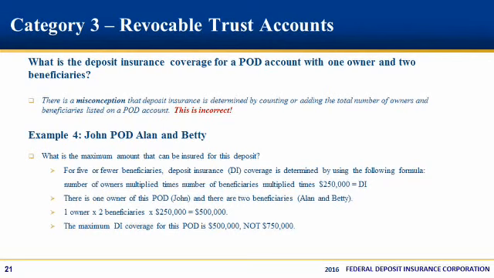The answer here is $500,000, not $750,000. Again, according to our rule, with one owner and two beneficiaries, we multiply one owner times two unique eligible beneficiaries times $250,000 for a total of $500,000 in deposit insurance coverage. Again, the misunderstanding we hear in determining FDIC deposit insurance coverage is the depositor wants to allow $250,000 for John, plus $250,000 for Alan, plus $250,000 for Betty, for a total of $750,000 of coverage. This is incorrect.